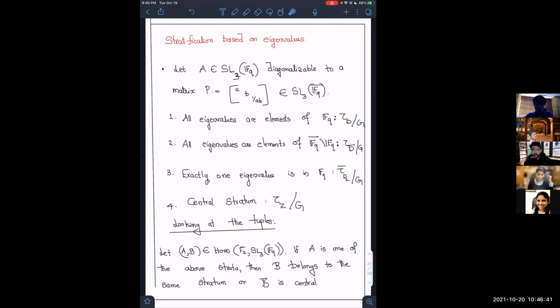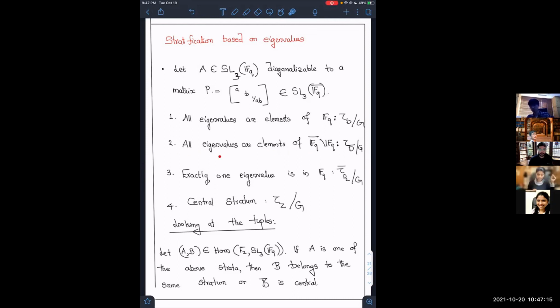Suppose A is a matrix in SL3(FQ) that is diagonalizable to some diagonal matrix. The first possibility is that all the eigenvalues A, B, and 1 over AB are in the base field FQ. I denote this by tau sub D. I'm writing it this way to show that I'm using it to denote the conjugation orbit and not every single pair in that orbit.